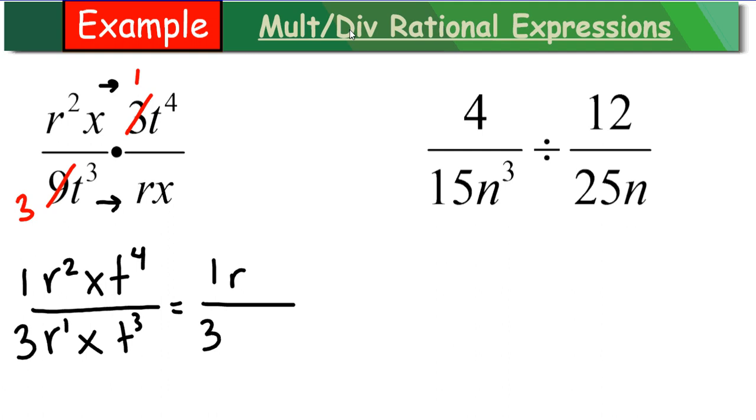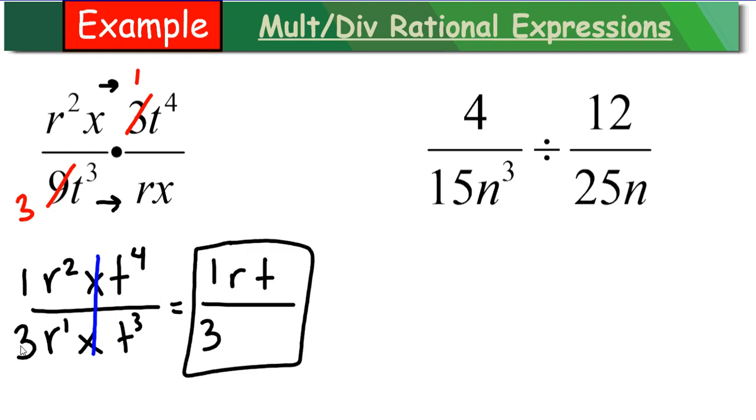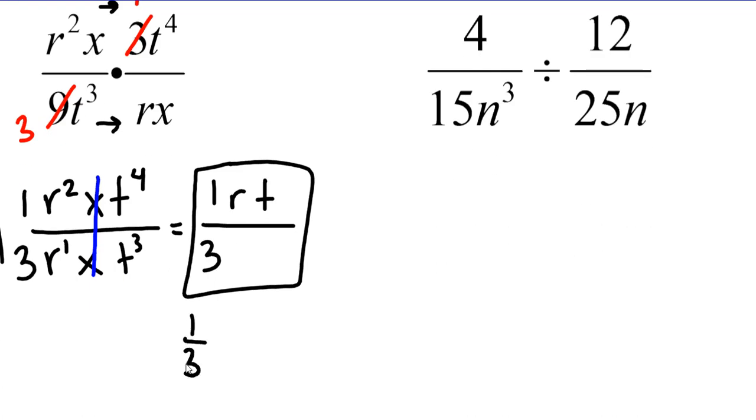So these will just cancel out, make the number 1. T to the 4th over t to the 3rd. When I subtract, I get t to the 1st. So I get the following: 1RT over 3. You might see the book write this as 1/3 RT. It means the same thing. So there's the first example.